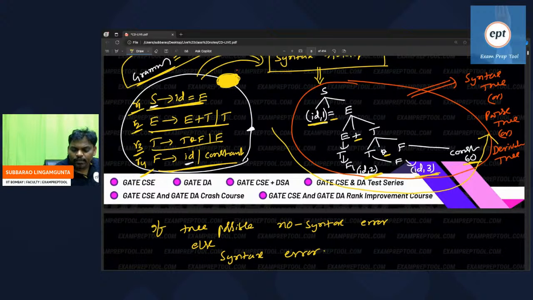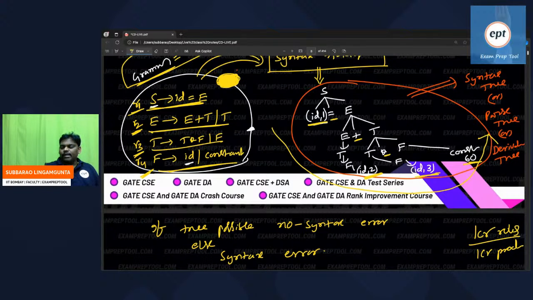Every rule is a production. Set of rules. Rule means production. Every production is nothing but one rule. These are known as productions, which are nothing but rules. In my opinion, a total compiler contains 1 crore rules, which is nothing but 1 crore productions.